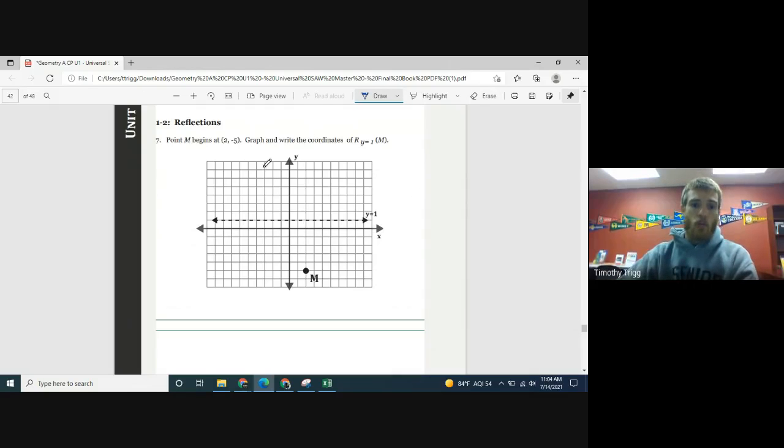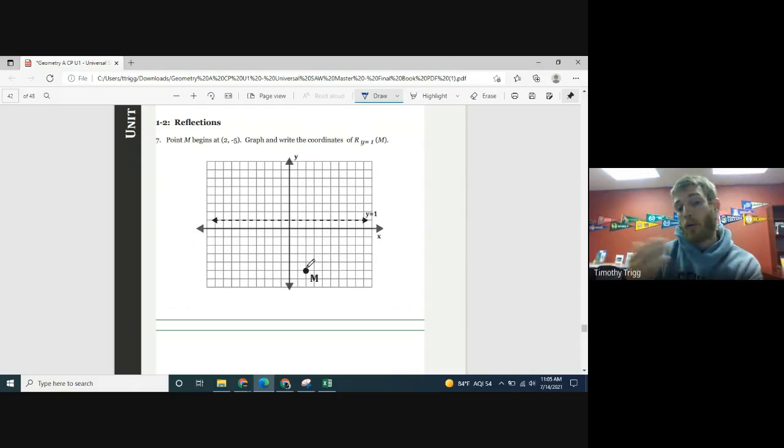Point M begins at 2, -5. So we can see it here. They already put it for us. Graph and write the coordinates of R, y equals 1, M. So what does that capital R mean? Well, that means we're going to reflect across, and the line we're reflecting across is y equals 1. So they already put the reflection line. You could see it there in the dotted line. So we want to reflect point M across that dotted line.